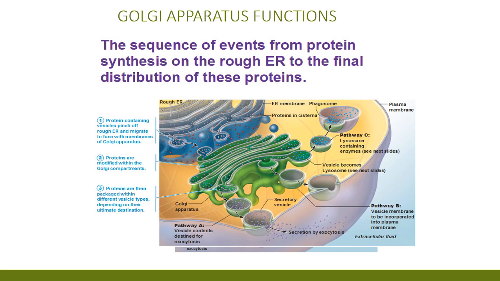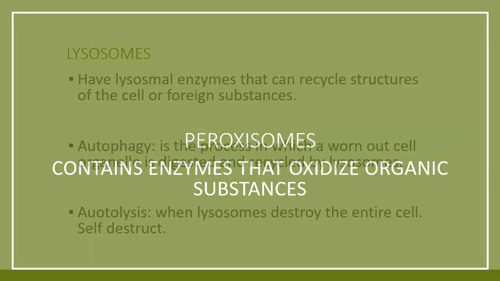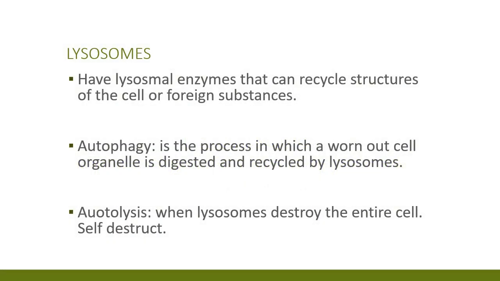Secretory, or lysosome, or membrane renewal type of thing. Okay, so peroxisomes contain enzymes that oxidize organic substances. Lysosomes have enzymes that can recycle structures of the cell or foreign substances. The term autophagy is the process in which a worn-out cell organelle is digested and recycled by lysosomes. Autolysis is when the lysosomes destroy the entire cell and self-destruct.